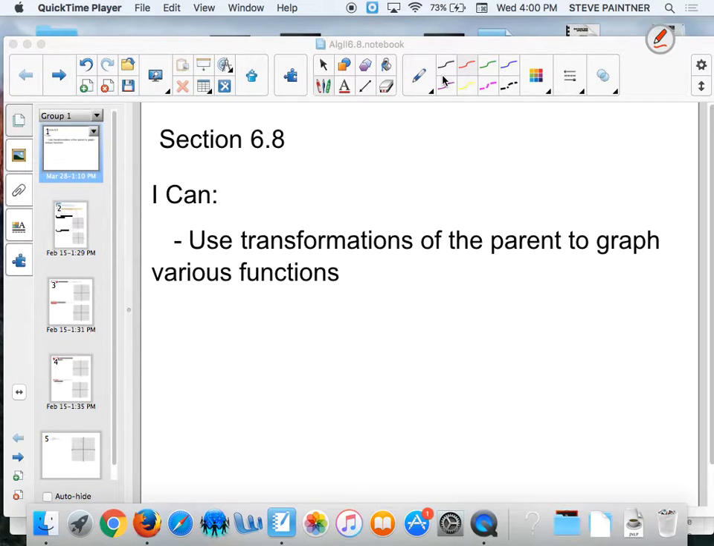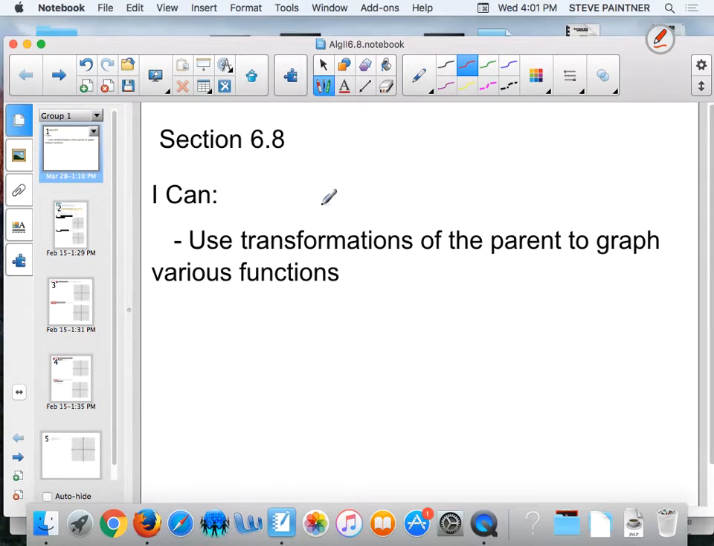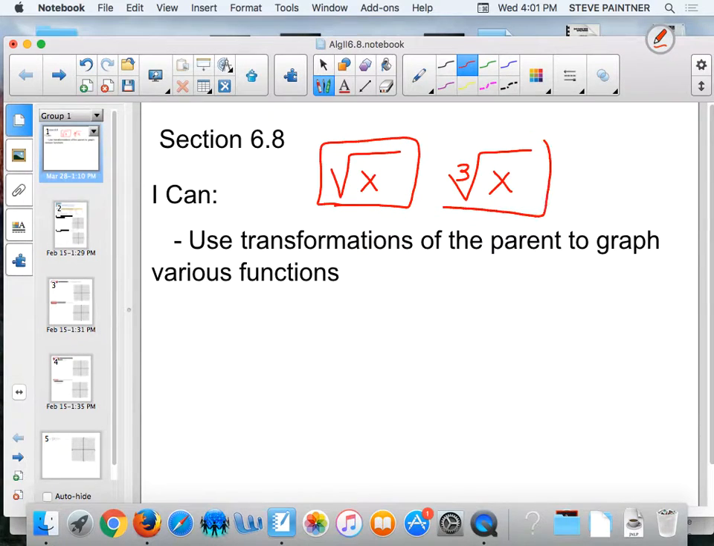Here's a couple I can statements. It says I can use transformations of the parent graph to graph various functions. And the two functions we're going to look at are this one, the square root of x, and this one, the cube root of x. So those are your two parent functions, okay? This is the square root, this is the cube root function, and that's where we're going today.